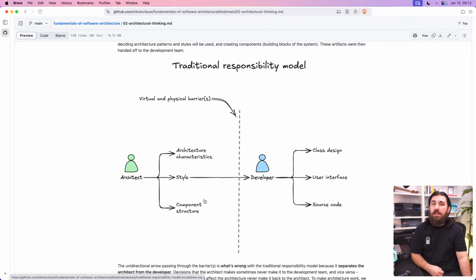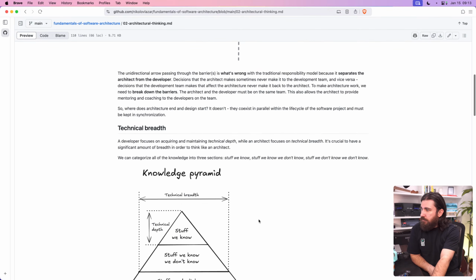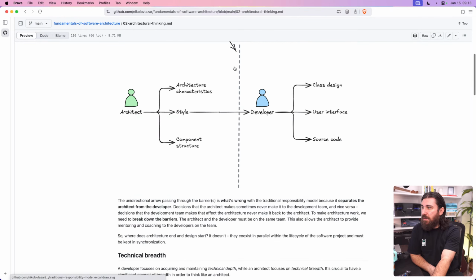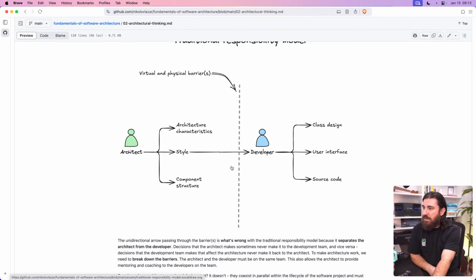Now we have the agile methodology of running things. We have sprints and short deliverables. We ship often, and that allows us to iterate on our solutions and also experiment more and more often. And having this barrier just doesn't work, right? So where does architecture end and design start? It doesn't, right? This needs to be broken down if it's not in certain teams.